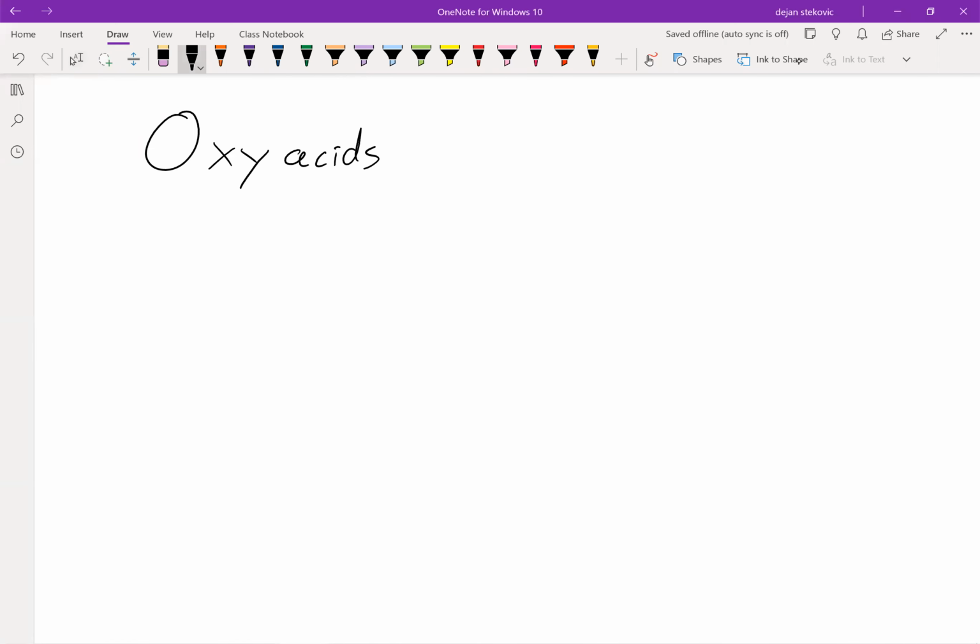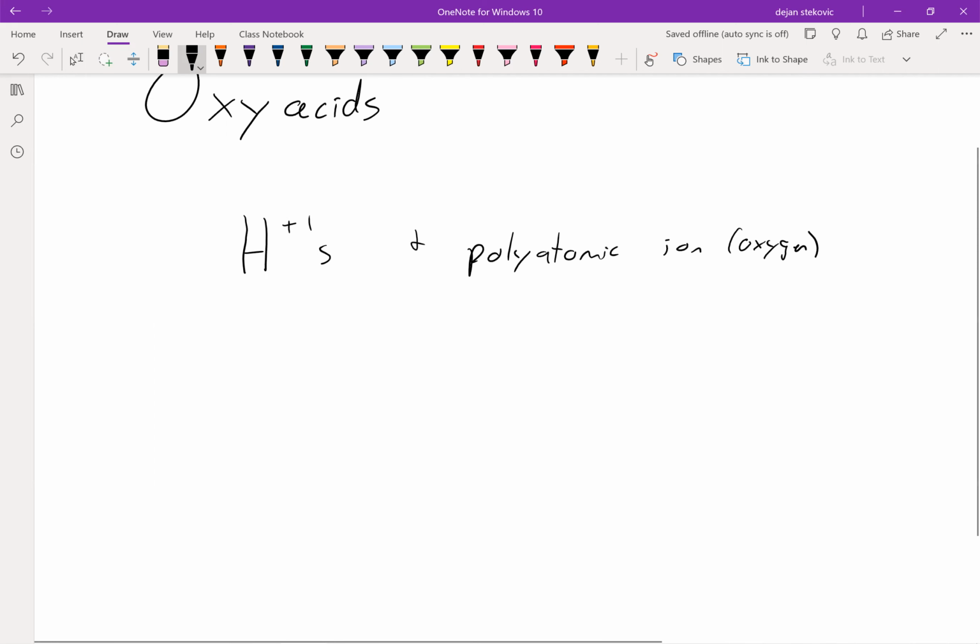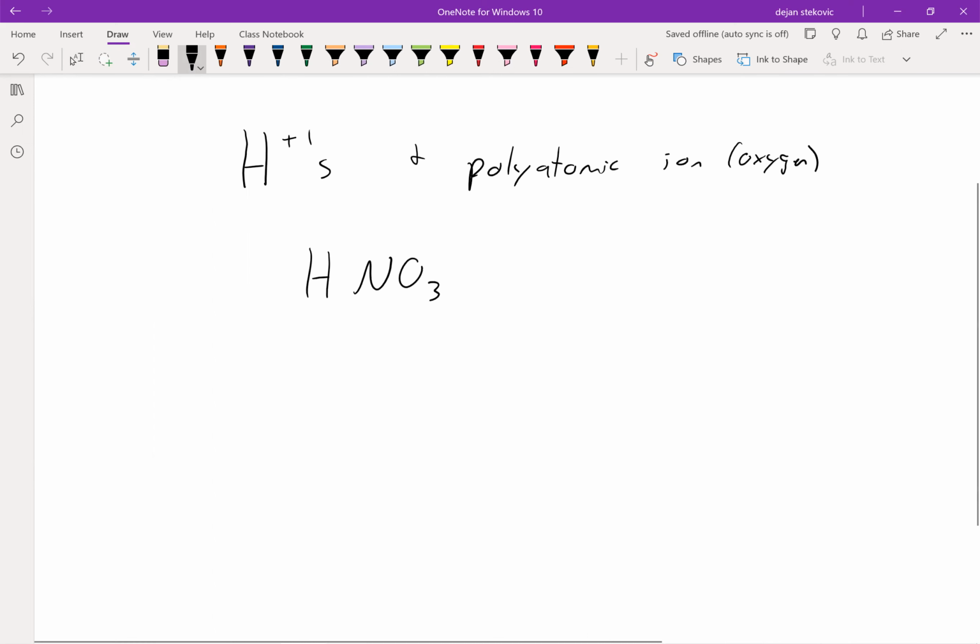All right, so our next type of acids are known as oxyacids. So we're going to have some kind of hydrogens, or really H pluses, and then we're going to have some kind of polyatomic ion that, of course, contains oxygen, because it's called an oxyacid. So an example of this would be HNO3. That's an example of an oxyacid.